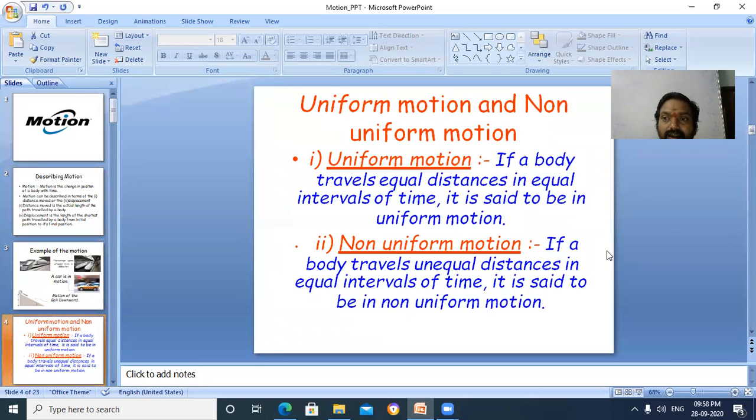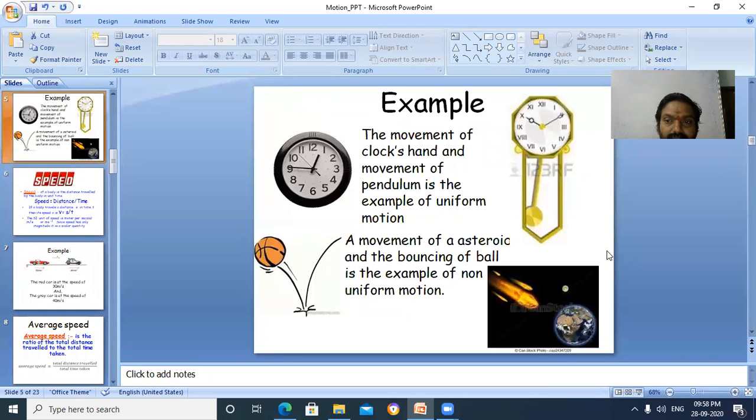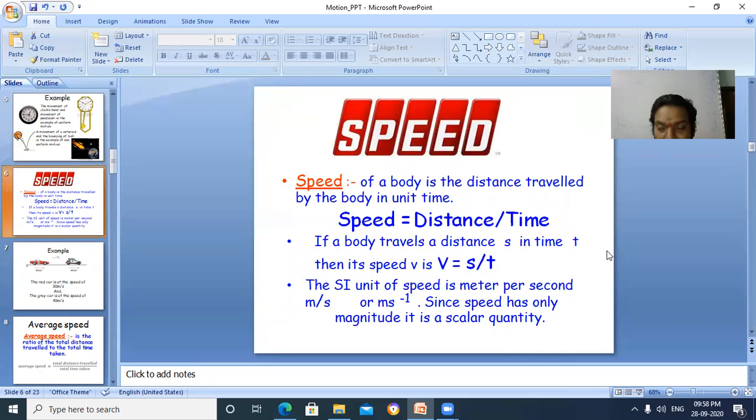Then we have different types of motion, uniform motion and non-uniform motion, and we distinguish them with their respective definitions. Now we have some examples to quote what is uniform and non-uniform motion. Next, we describe speed and of course velocity, and their mathematical definitions. That also we look into. So velocity as displacement by time and all.